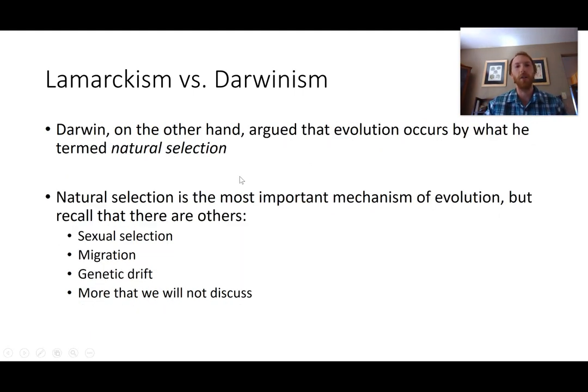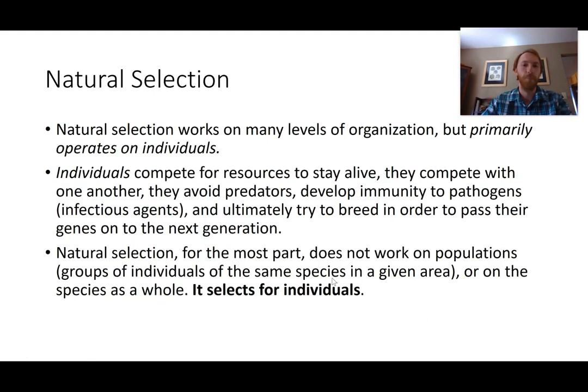So what Darwin would argue is that evolution occurs by natural selection. And we've gone over natural selection a lot. I'm going to go over it a little bit more. But just realize that natural selection is the most important process, though we've talked about others. There's sexual selection, there's migration, there's genetic drift. Migration is also known as gene flow. There are others, like kin selection, but we won't discuss them in this class.